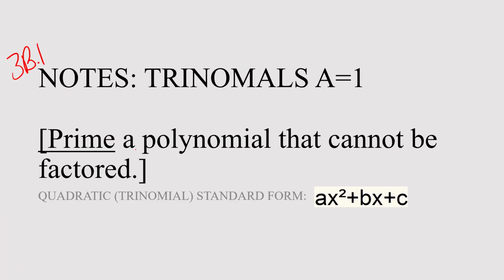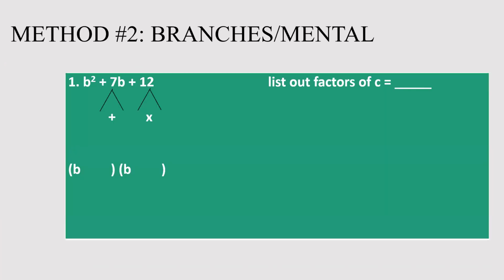And a friendly reminder is if I can't factor it, it's called a prime. Okay. What we're focusing on are quadratic trinomial standard form. So we're going to be in the form of ax squared plus bx plus c. Y'all remember that? The quadratic standard form, ax squared plus bx plus c. Okay. So in our first box, you're going to write down b squared plus 7b plus 12.